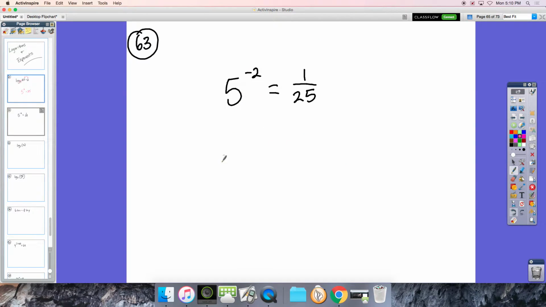This one you just work backwards. So you have log, whatever your base is your base down here. And then you just switch these two. So you have log base 5 of 1/25 equals -2.